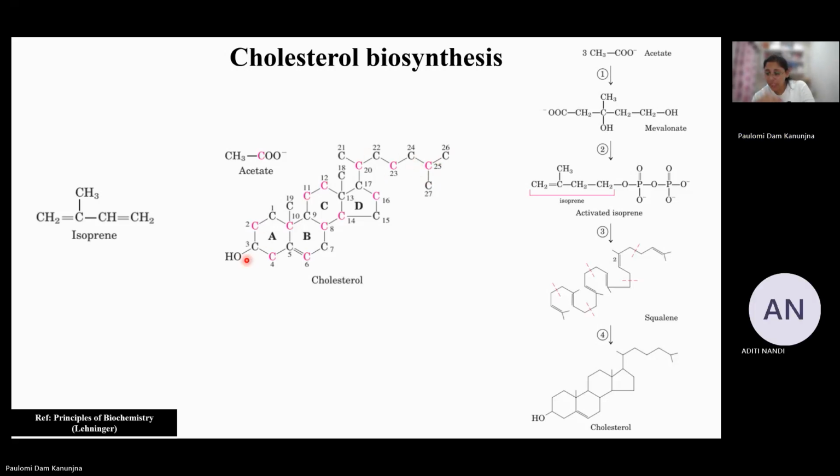And on your right here, which shows you the acetate to mevalonate to squalene and cholesterol, these are the 4 steps of how cholesterol is synthesized. It's very simple. As I mentioned, it begins with acetate. Second step is where you have the mevalonate, which gets converted to activated isoprene, which gets converted to squalene. And the squalene finally undergoes several reactions to become fused in the form of 4 rings. That is the cholesterol structure.